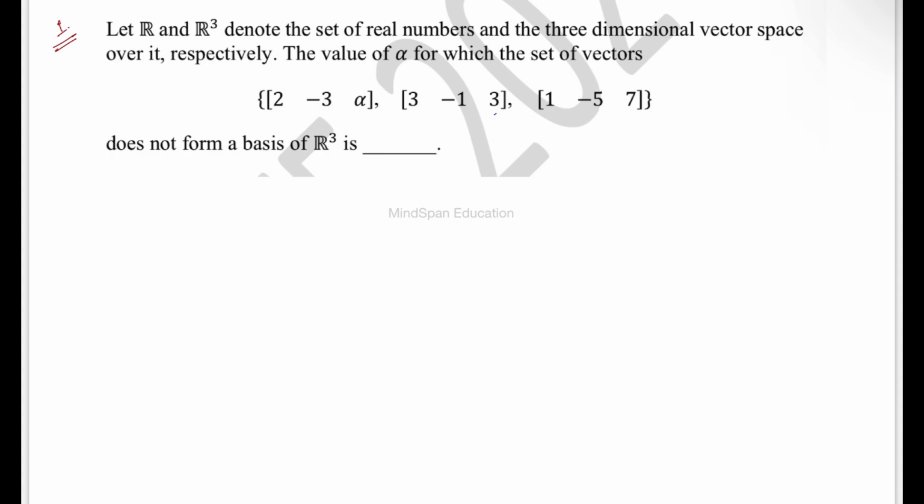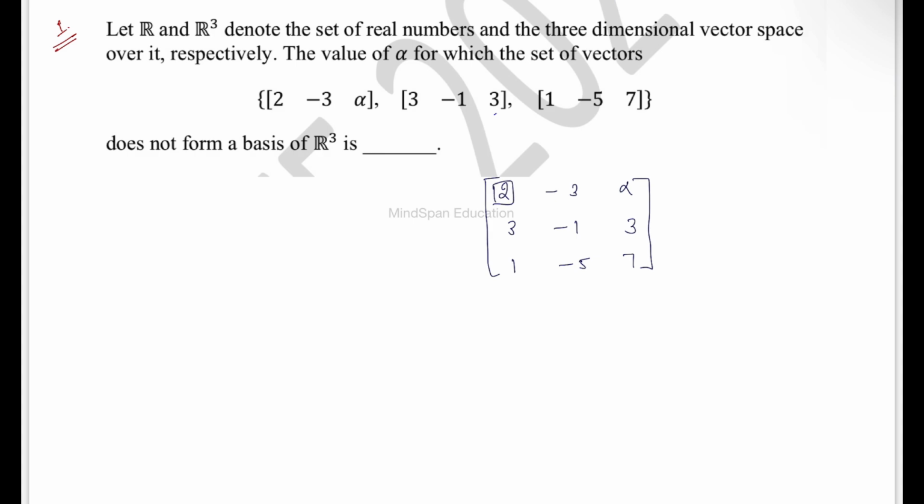So let's first proceed with the elimination. What we can do is write 2, minus 3 and alpha. We can consider this as a column vector or a row vector, so let's consider it as a row vector. So 3, minus 1 and 3, and 1, minus 5 and 7. Let's say that this forms a matrix, and we can proceed with the elimination.